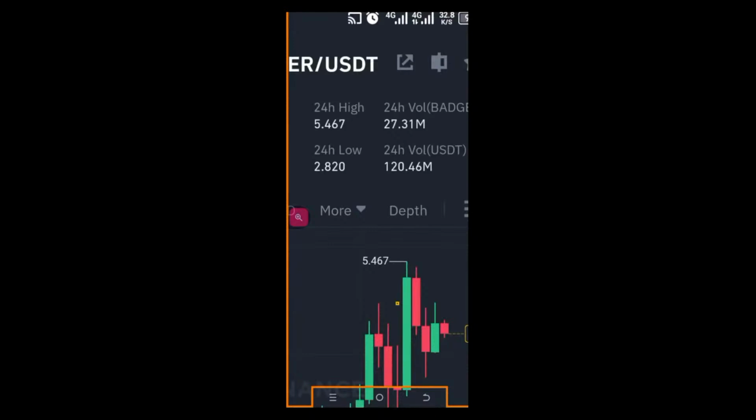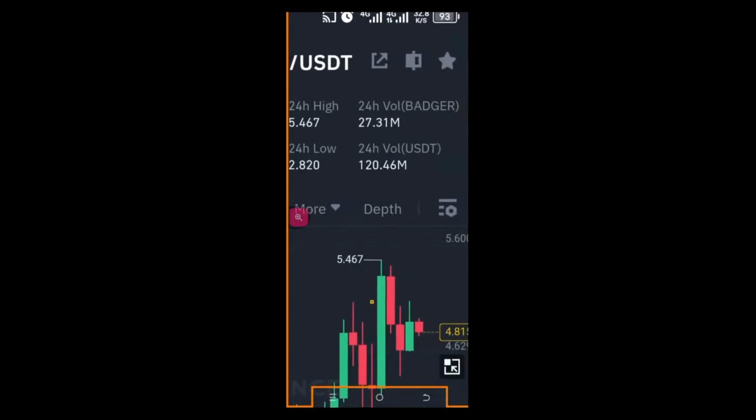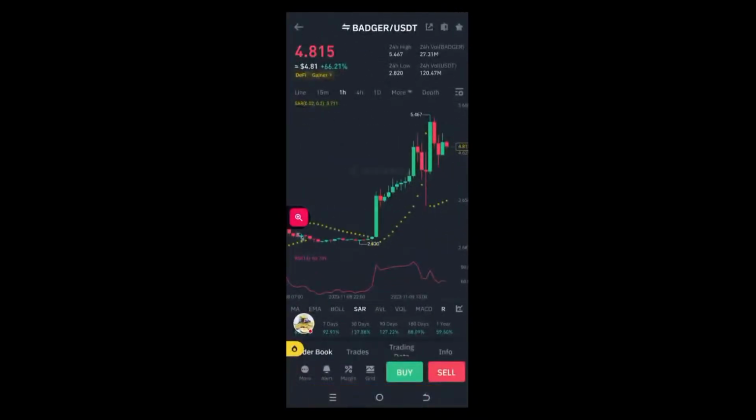Okay. Then, of course, for liquidity, you need to check the volume, what is being traded. As you can see here, we have 120 million USDT. That shows that there's a lot of liquidity in this pair, right? So because there's a lot of liquidity in this pair, you shouldn't get stuck. Okay, and I think we've been able to get it, right?